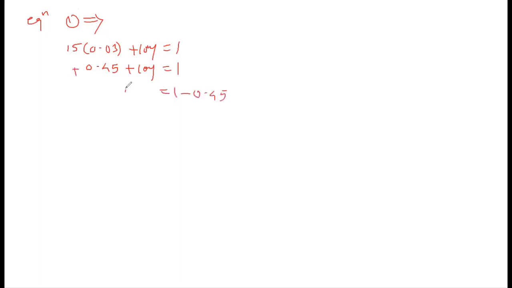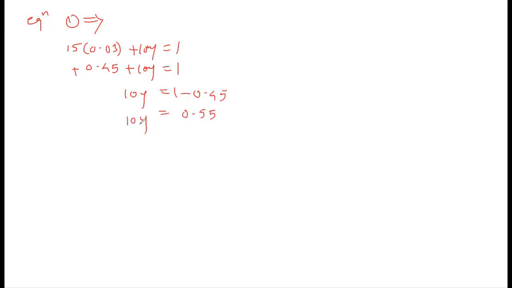In equation 1, it implies 15 multiply 0.03 plus 10y equals 1. So it becomes 0.45 plus 10y equals 1. So here you can see 0.45 becomes minus 0.45 on the other side. So 1 minus 0.45 becomes 0.55.